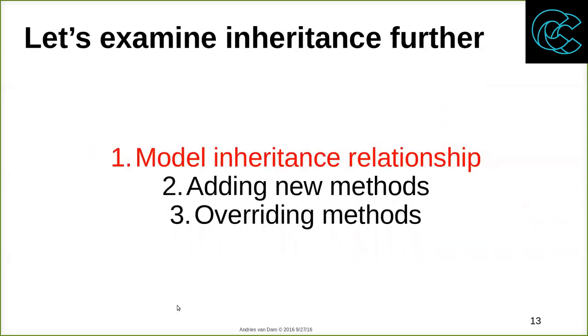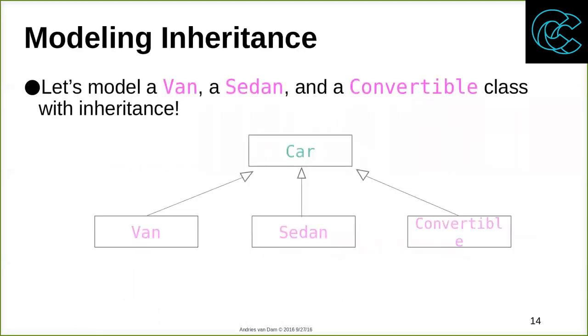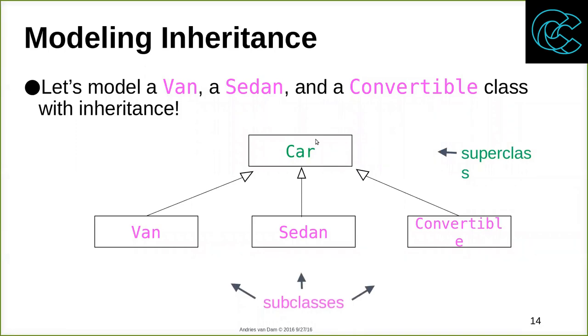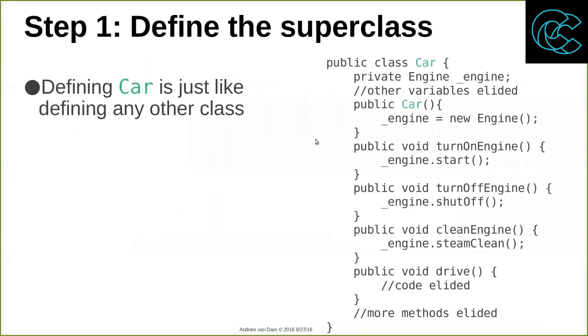So let's start with the inheritance relationship. How do we build classes that have the inheritance relationship? What is the syntax and how do you do it? We'll go with this example. You have this car, and now there are a couple of subclasses, such as van, sedan, and convertible. All these are cars, but they have their own characteristics and they inherit from the car class. So car is the superclass here, and van, sedan, and convertible are the subclasses.